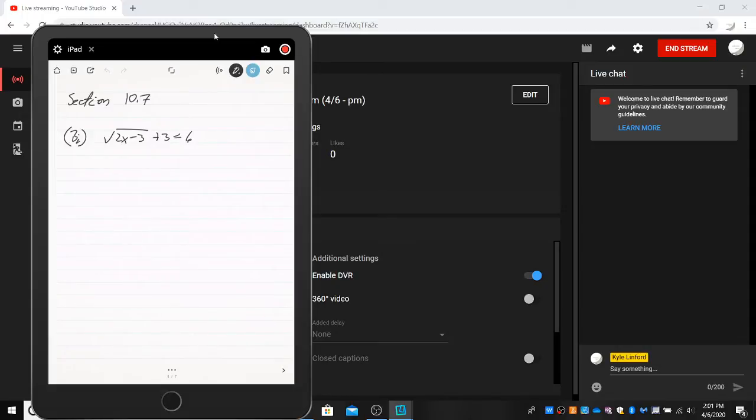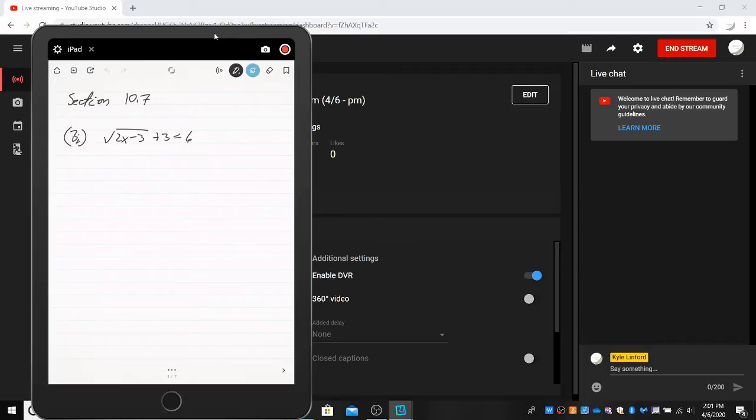First off, let's start with section 10.7. If you have any questions or comments or problems you'd like me to review, please let me know over in the live chat. I will be going over the second problem from the exit ticket that was assigned today as well. But let's start with section 10.7 first.